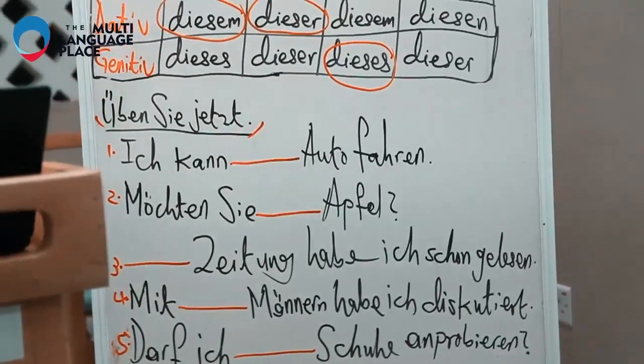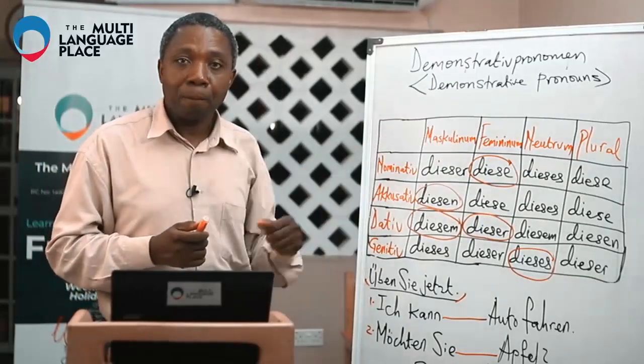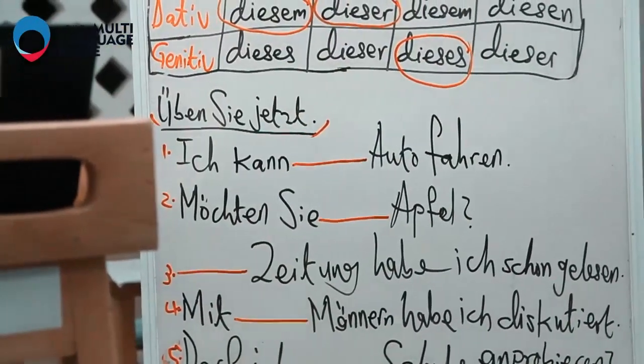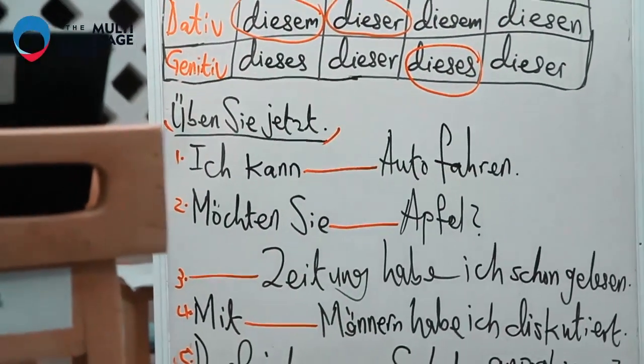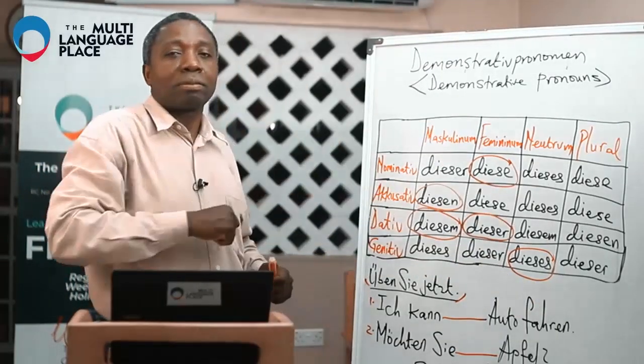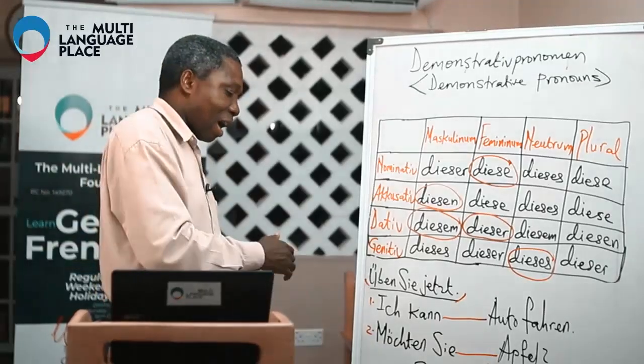Ich kann das Auto fahren. Remember, we're going to pick from here. Ich kann das Auto fahren. You want to say, I can drive this car. So, that is the thing. Quickly do it. We're going to do it together now.